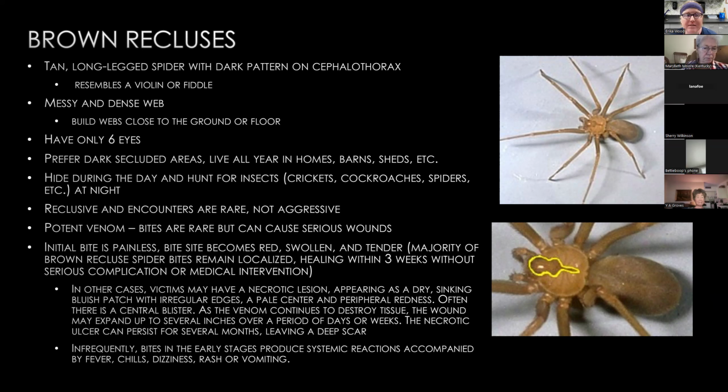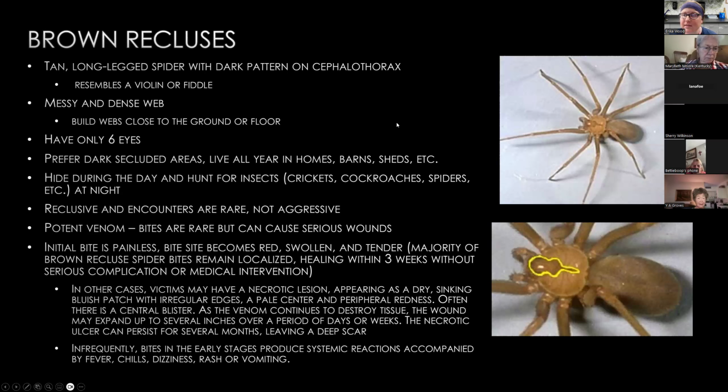This is a long-legged spider. Usually it's often tan in color. And how you can distinguish it from other spiders is on its cephalothorax. It has this dark pattern that you can see in the bottom picture that resembles a violin or a fiddle. And you can see that outlined in yellow.